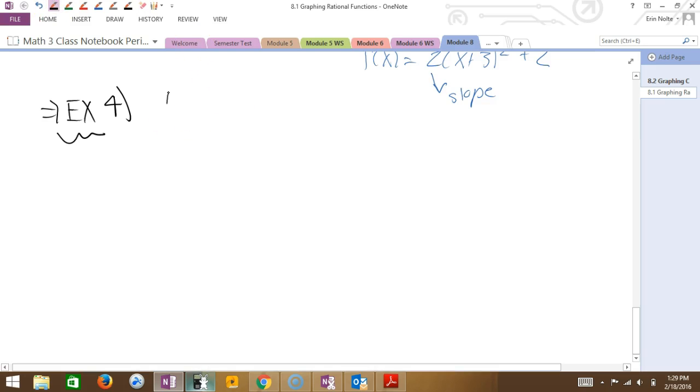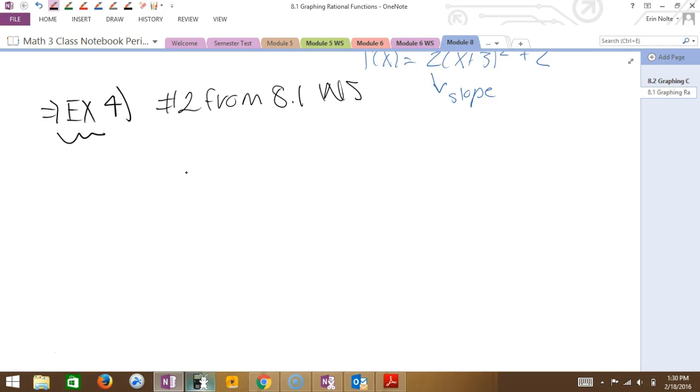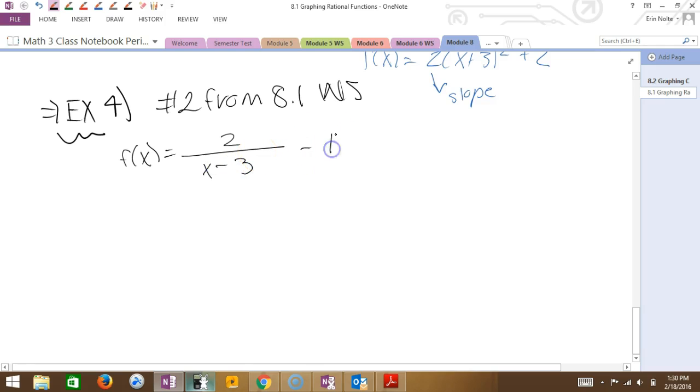Example 4 is number 2 from the 8.1 worksheet, and we are graphing the function, identifying the translations, vertical and horizontal asymptotes, and domain and range. So exactly what we were doing last time. So this one says 2 divided by x minus 3 minus 1.